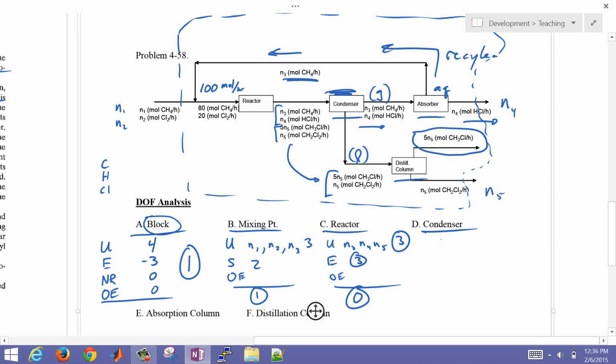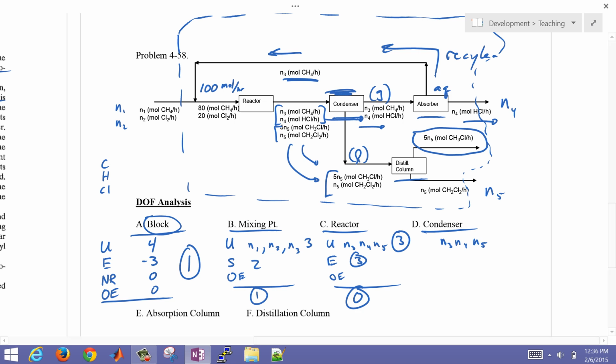We're going to have N3, N4, and N5. Those are our unknowns around the condenser. And then our species balances, we actually don't have any species balances that we can write. We just knew that it basically split into two. All of this comes down here, and all of these top two come over. So we have really no balances.